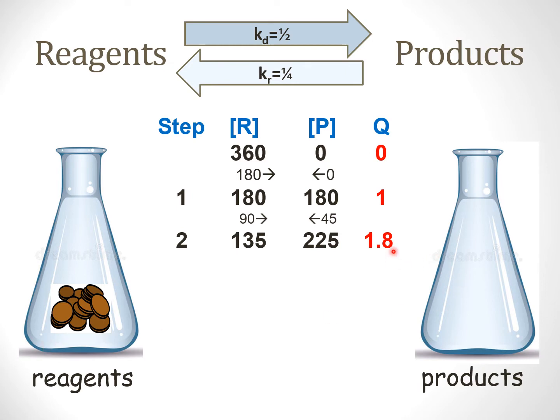And the reaction quotient, remember that's product divided by reactant, so it's 225 divided by 135, which is going to be 1.7. So what's happening is that the amount of coins on the reactant side is going down. The amount of coins on the product side is going up. The quotient is going up. I mean, starting from 0, it could only go up.